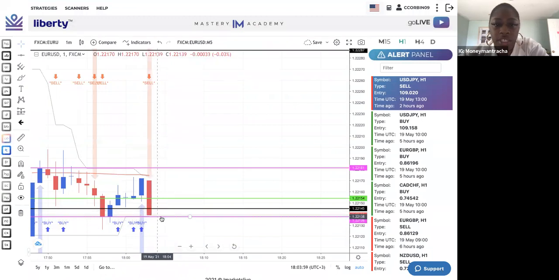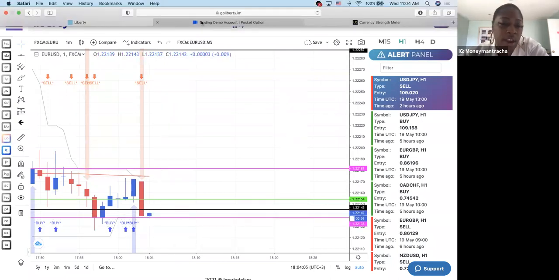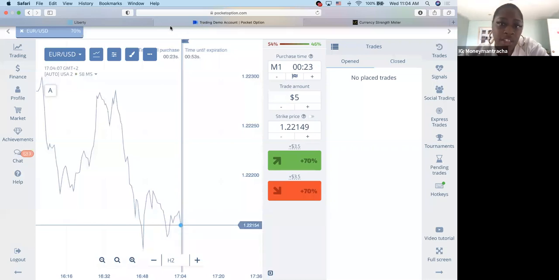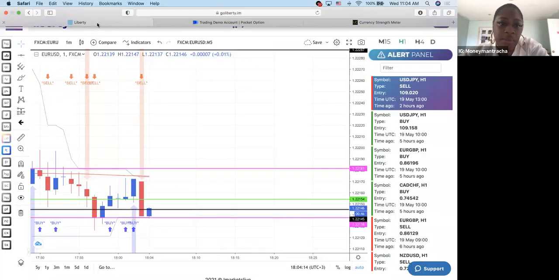So let's wait. We see that it's moving to our next area of support, which is good because we're still doing our analysis, right? We have more sellers now. We have 52 seconds left in the trade. So now we're just going to wait, and we're going to take it from the top.